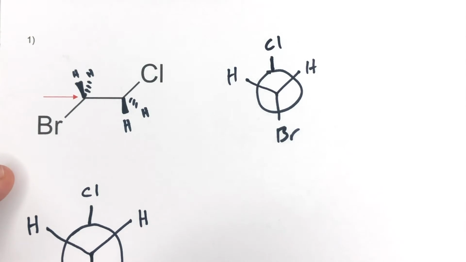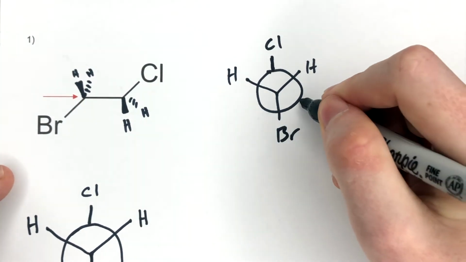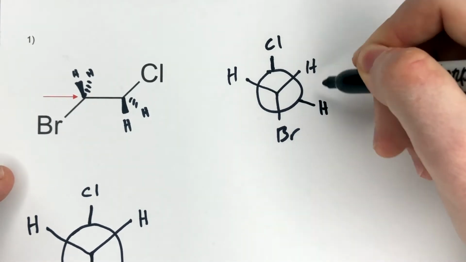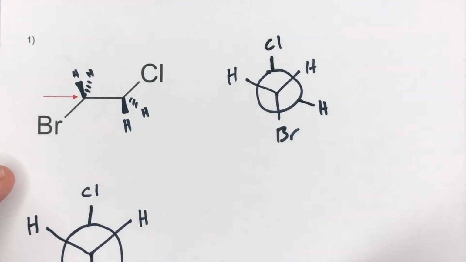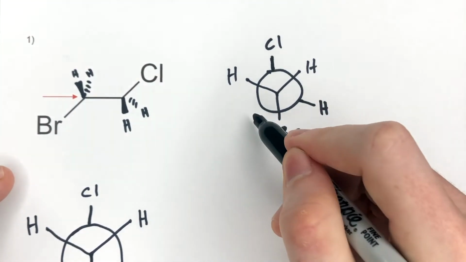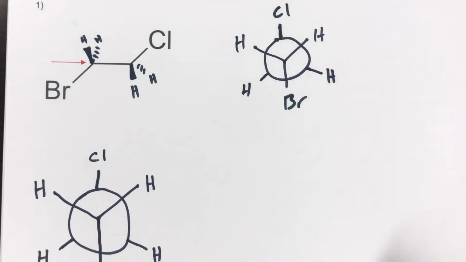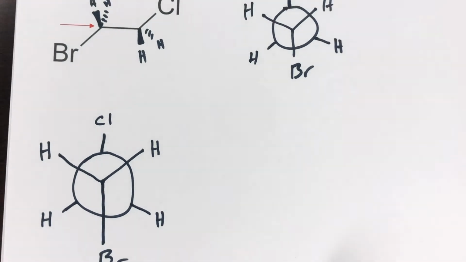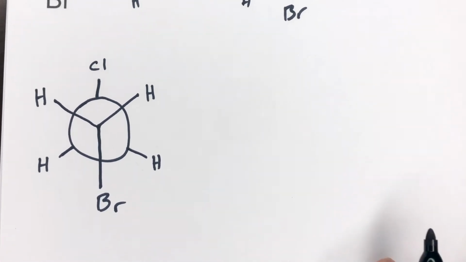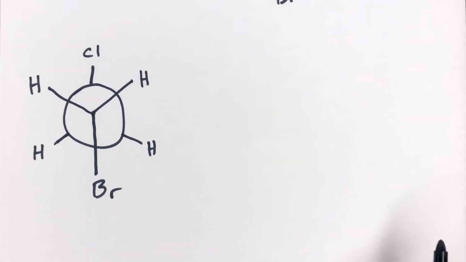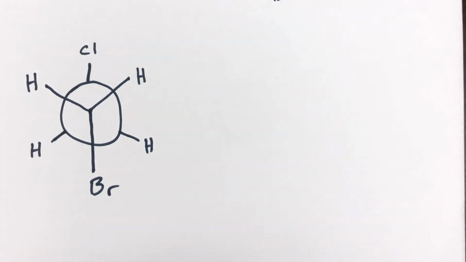So here, the chlorine is anti to the bromine. And then this hydrogen that's out of the plane is going to be here. Again, gauche to the other one that was out of the plane. And then the other hydrogen is in the plane. And again, these are exactly the same structures. We got them in two different ways, from the molecular model and just a simple rotation in your mind.